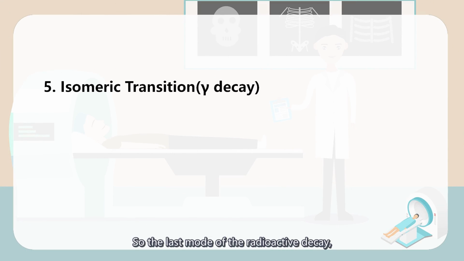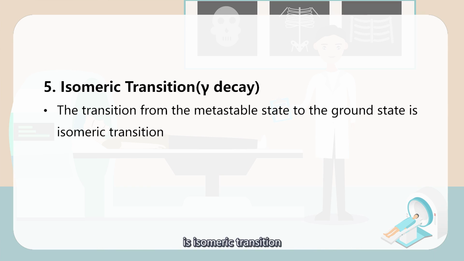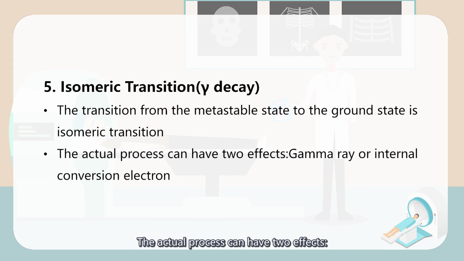So the last mode of radioactive decay we call isomeric transition. The transition from the metastable state to the ground state is an isomeric transition, because there is no change in atomic number. This radioactive decay process involves emission of a gamma ray. The actual process can have two effects. The first one is a gamma ray, and the other one is the internal conversion electron.